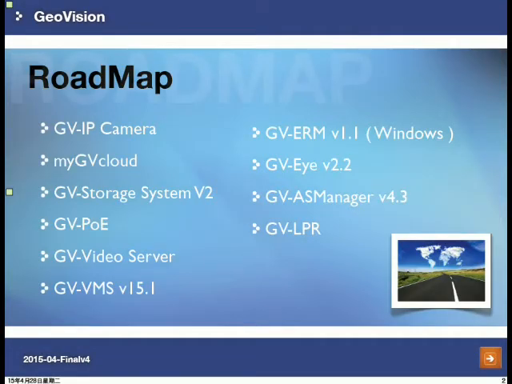As you can see here, these are the topics that we're going to cover for this video tutorial. We're going to talk about the GeoVision IP cameras, like what kind of cameras are going to be released this year. For myGVcloud and GV storage system V2, we're going to focus more on their implementation. And we're going to talk about the GeoVision PoE and GeoVision video server. For the video server, we're going to release a video server that supports 2 megapixel resolution, because the current video server only supports up to D1 resolution.